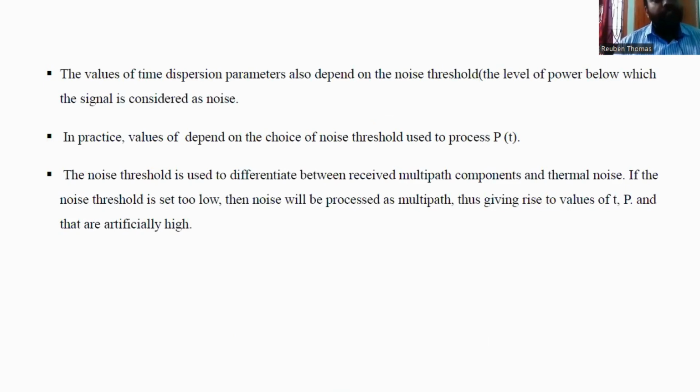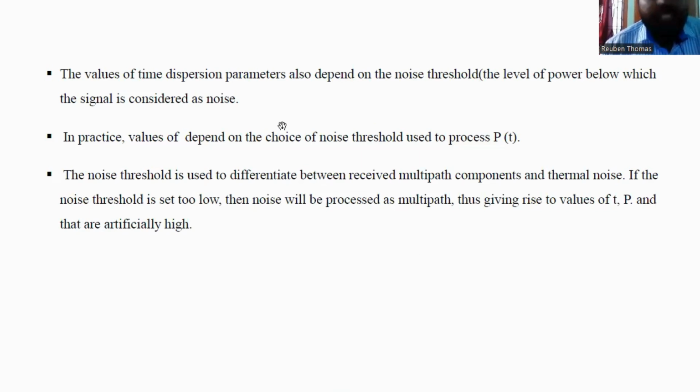In practice, the values of the RMS delay spread depend on the choice of the noise threshold used in the process of the power delay profile. The noise threshold is used to differentiate between received multipath components and the thermal noise. If the noise threshold is set too low, then the noise will be processed as multipath, thus giving rise to values of the delay spread that are artificially high.